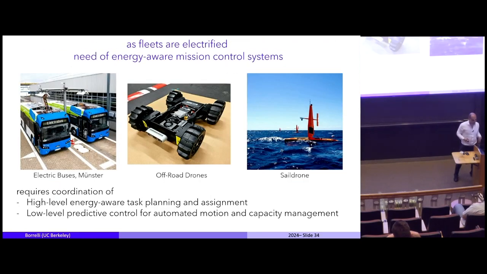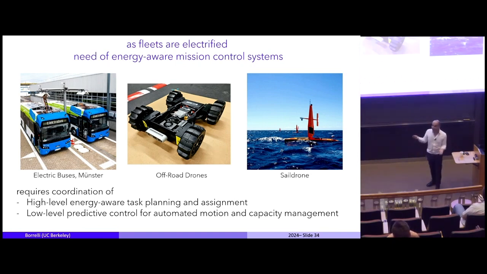with Bartolomeo. So, the goal is really to think about, as fleets are electrified, this is transit, these are off-road drones, these are sail drones used by the Navy, they're all battery electric vehicles. You really need coordination of high-level, energy-aware task planning. Can I do this task? Do I have enough energy to come back and charge? With low-level predictive control that does the planning. That's really the underlying motivation of our research, right?